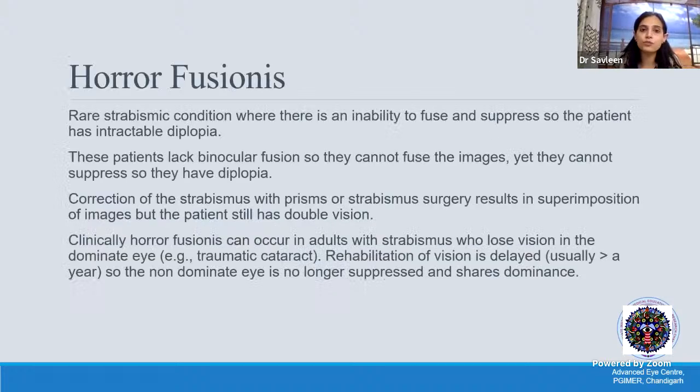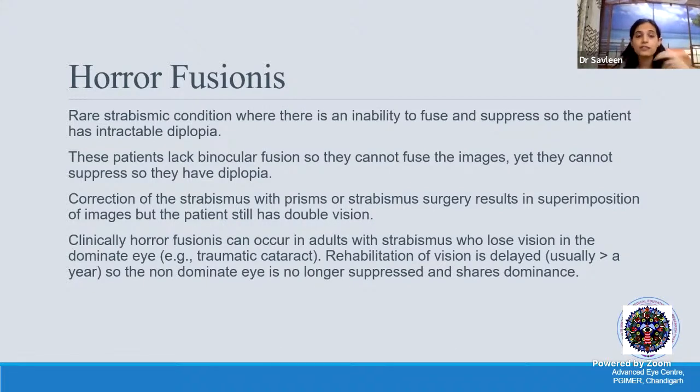Just a mention of two unusual adaptations, that is horror fusionalis. It's a very rare strabismic condition, but it is important because we need to understand that ultimately everything is happening at the cortical level. So somehow an inability to fuse and suppress. So the patient has intractable diplopia because of some cortical problem, mostly related to trauma, that causes horror fusionalis.